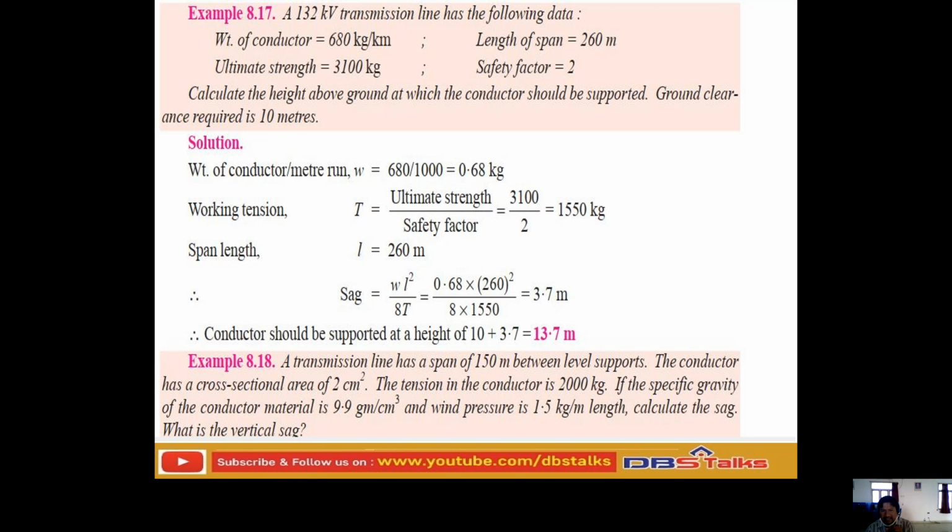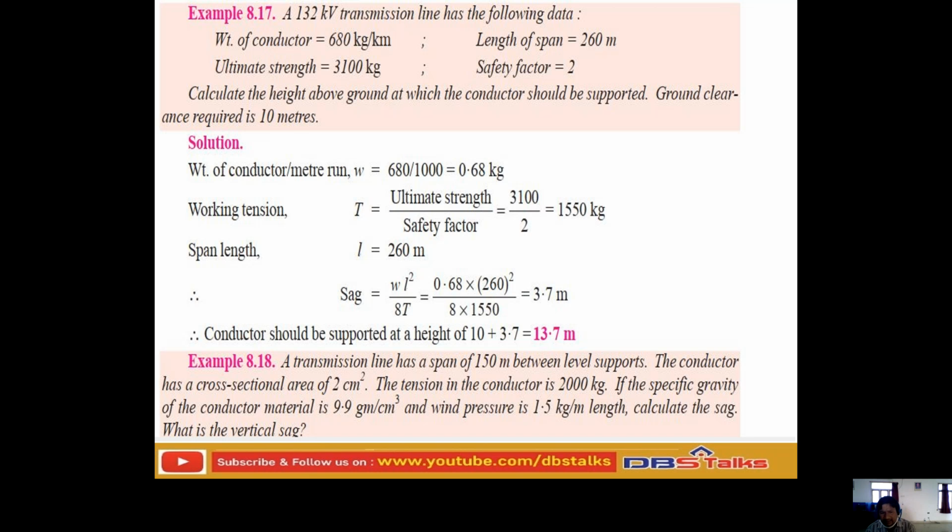But they are not asking for sag. They ask for the height above the ground at which the conductor should be supported. For equal supports, it is nothing but the sag. For unequal supports, height is above the sag. So the conductor should be supported at a height of 10 plus 3.7. The required ground clearance is 10 meters, and the sag is 3.7, so 10 plus 3.7 is equal to 13.7 meters.